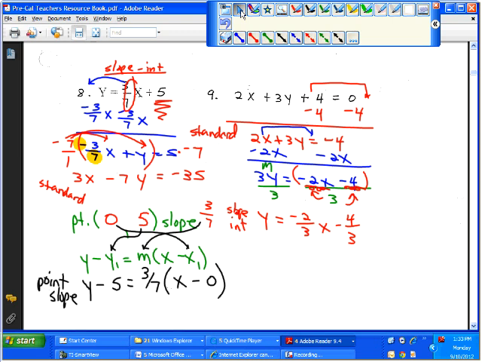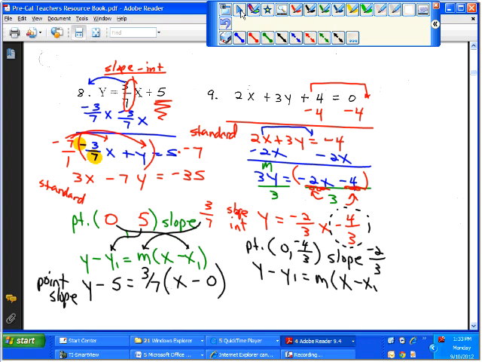You understand that? So we went from new standard form to old standard form, from old standard form to slope-intercept form, and then back to the old scenario. How do you put it in point-slope? You plug in a point. The y-intercept is y when x is 0, so it's 0, negative 4/3. And you plug in the slope, which was the negative 2/3, into our point slope formula.